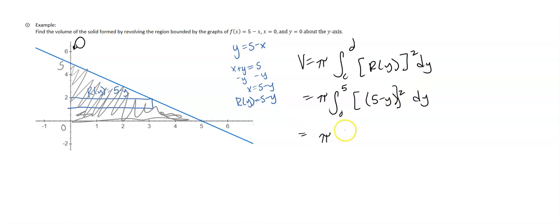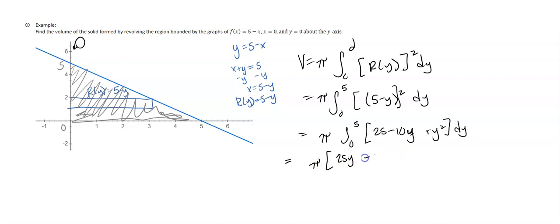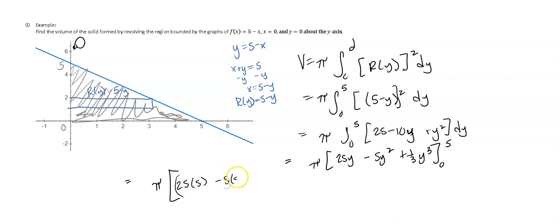So again, it's up to you how you want to integrate this. I'm going to go ahead and FOIL it out first. So I'll have 25 minus 10y plus y squared. And when I integrate that, I get 25y minus 5y squared plus 1/3 y cubed from 0 to 5. And I'll plug these things in. So I'll have 25 times 5 minus 5 times 5 squared plus 1/3 times 5 cubed. And then when I plug the 0 in, you can see you get a 0.